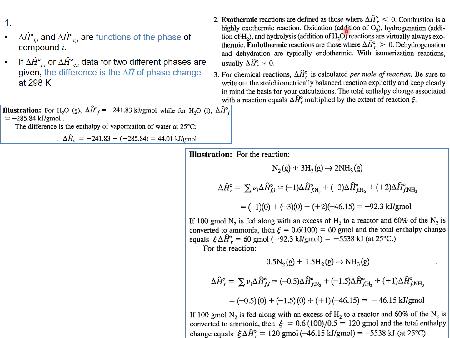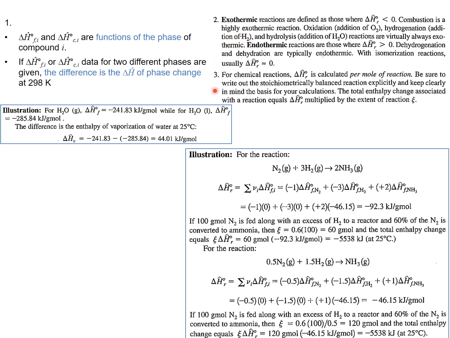Combustion, oxidation, hydrogenation, and hydrolysis reactions belong to these exothermic reactions. How about endothermic? Of course, its reaction enthalpy should be positive. Dehydrogenation and dehydration are typically endothermic. How about the isomerization reactions? Reactants and products look very similar to each other. Usually, the reaction enthalpy is approaching zero. Of course, the value is sometimes a minus value, sometimes a plus value, but the value is just around zero.